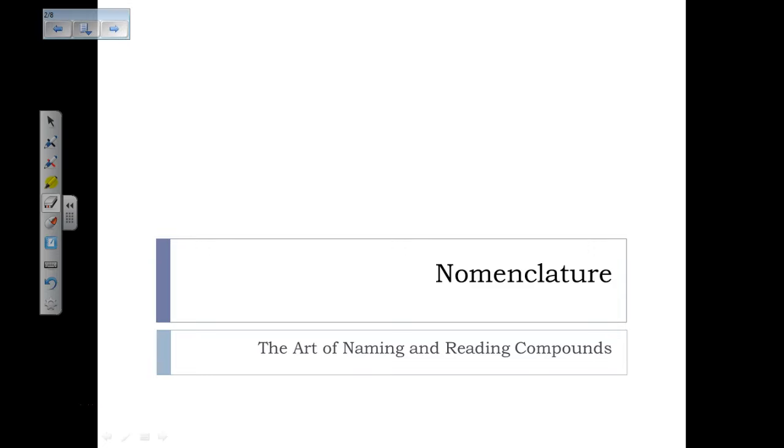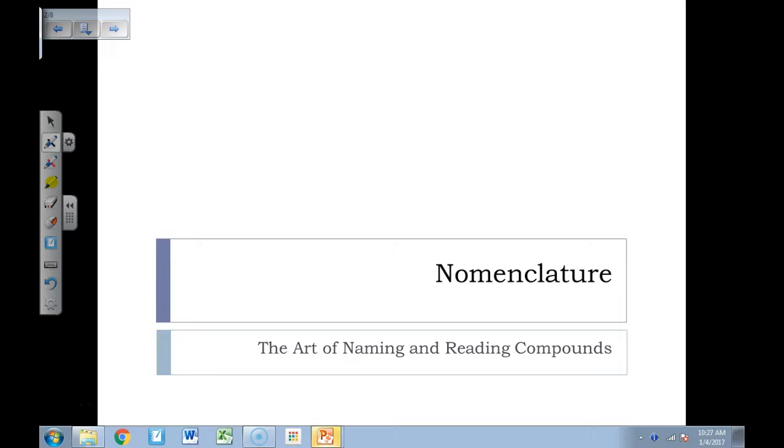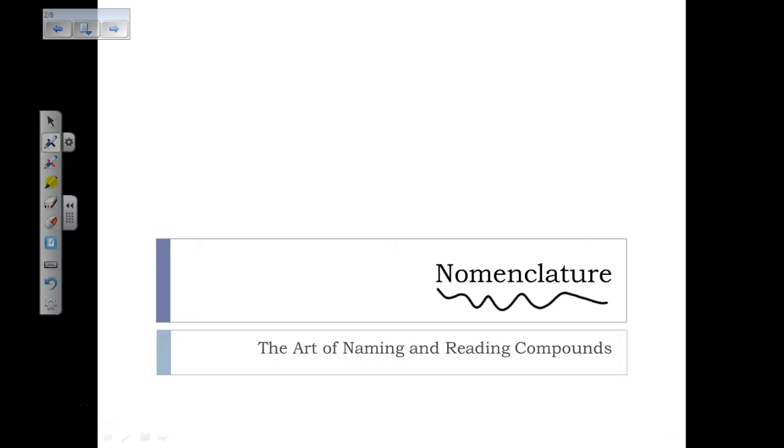Hey everybody, I wanted to talk to you about naming compounds, and the art of naming compounds is called nomenclature. It's a big fancy SAT word that you can use. Nomenclature, this is going to be covalent nomenclature or molecular nomenclature. We're going to name compounds that are bonded covalently.